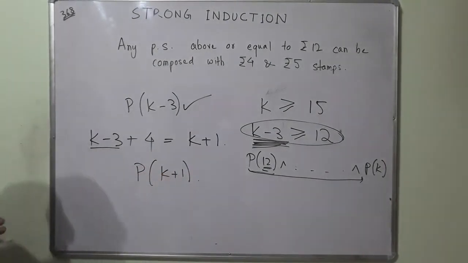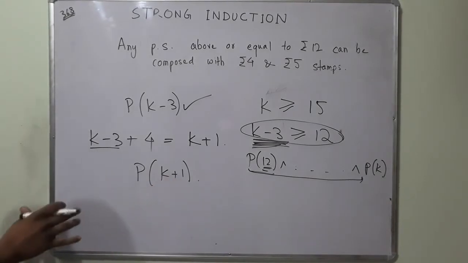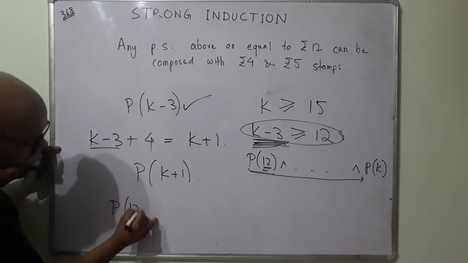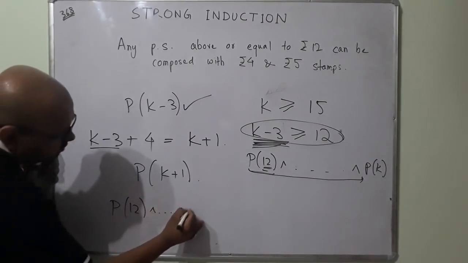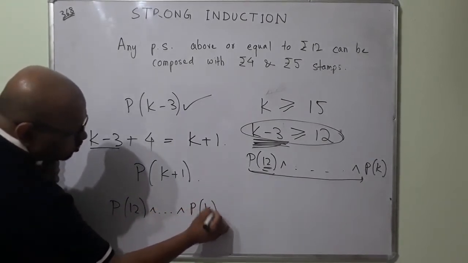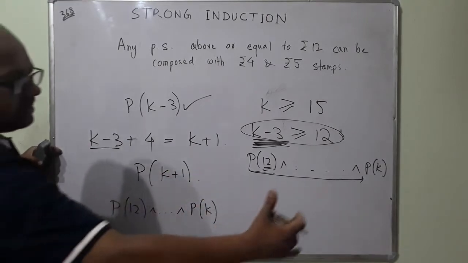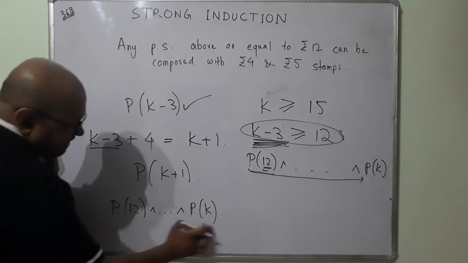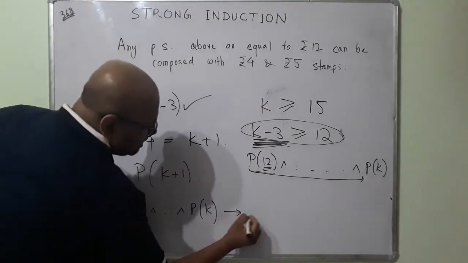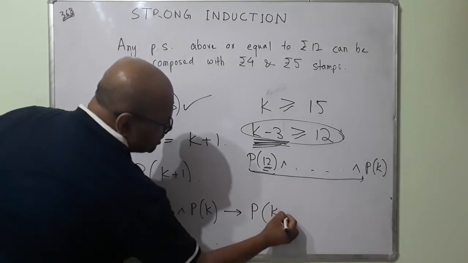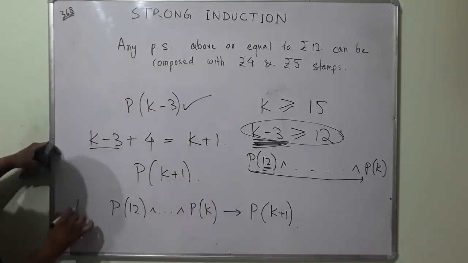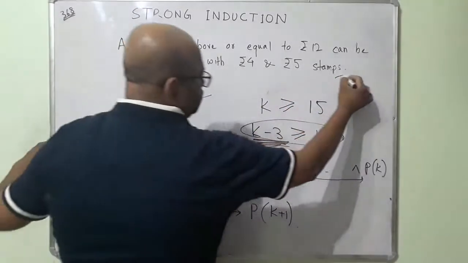So I have proven this. How did I prove this? I proved this under my assumption that P of 12 and so on up to P of k is true. P of 12, 13, 14, 15 up to k is true. Under this assumption I have proven that P of k plus 1 is true. So I have proven my inductive step, and by proving this inductive step and my base case, I have proven that this is true.